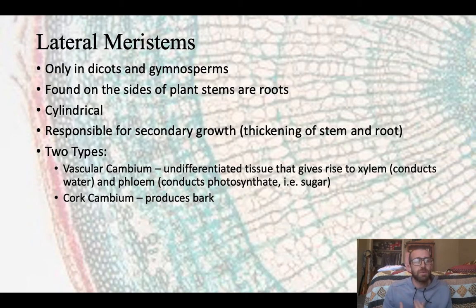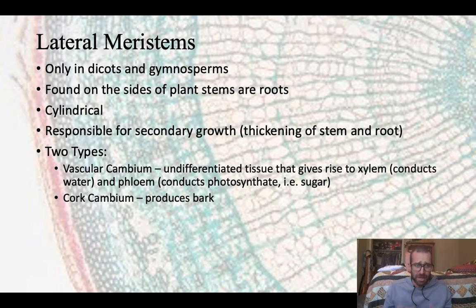And lastly, when we're looking at meristematic tissue, we have our lateral meristems. Now, our lateral meristems are only found in dicots and gymnosperms. And they form essentially a cylinder around your roots and your stems. And they're responsible for secondary growth, which is the thickening of a stem or a root. Remember, primary growth, lengthening, secondary growth, thickening.